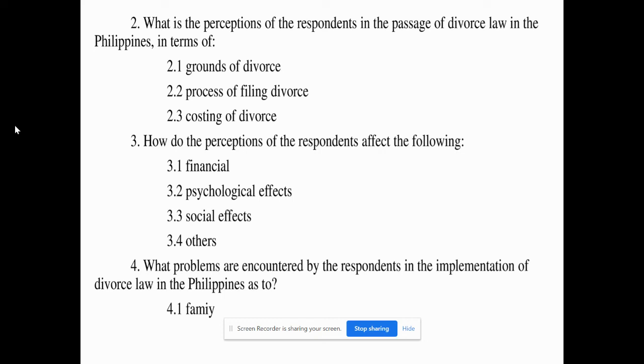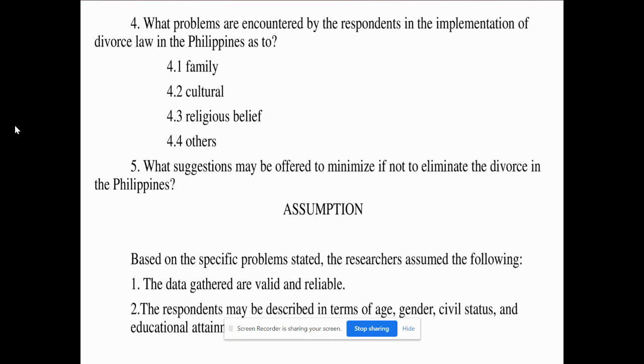Now, let's proceed to the next problem. It states, what is the perception of the respondents? The respondents are the teachers. So you will just write not teachers, but respondents, in the passage of divorce law in the Philippines in terms of 2.1, grounds of divorce, 2.2, process of filing divorce, and 2.3, costing of divorce. So under grounds of divorce, you can identify, is it a ground on adultery? Is it a ground on the gender of the couples, and so on and so forth.